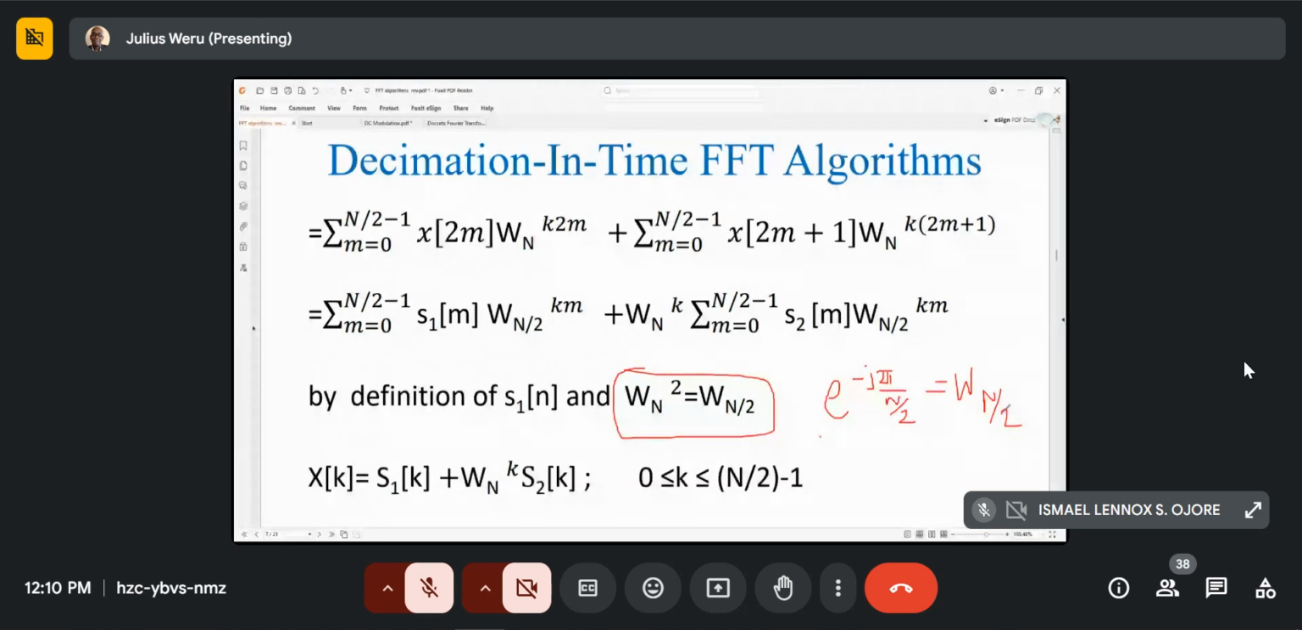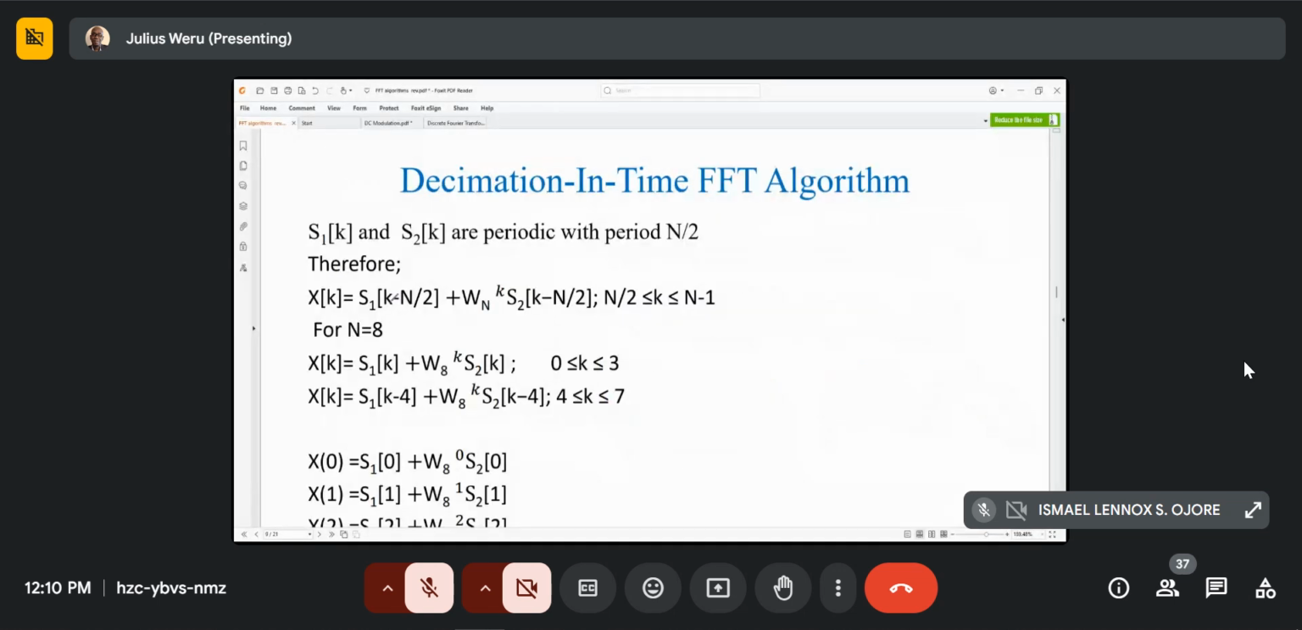So I found that if you use, for n over 2, k equal to n over 2 to n minus 1, and you use k minus instead of plus, then it becomes, I mean, it opens very easily. You can now actually see that x0 is equal to s1 of 0, w8 to the 0, s2 of 0, and it goes up to x of 4 up to x of 7.